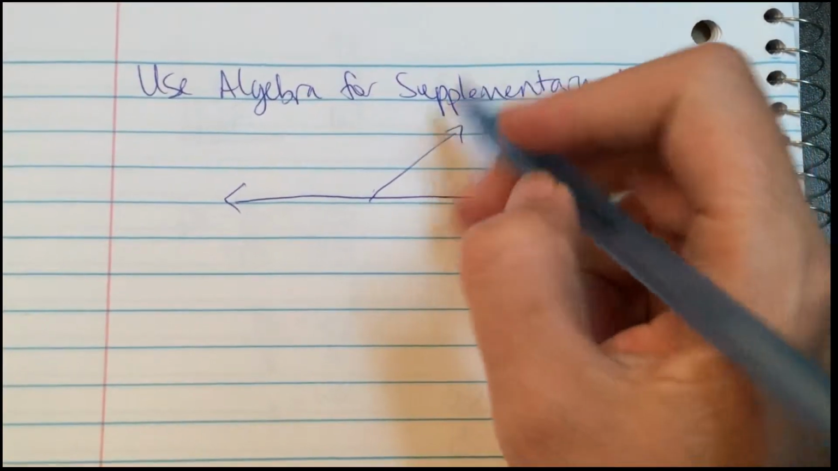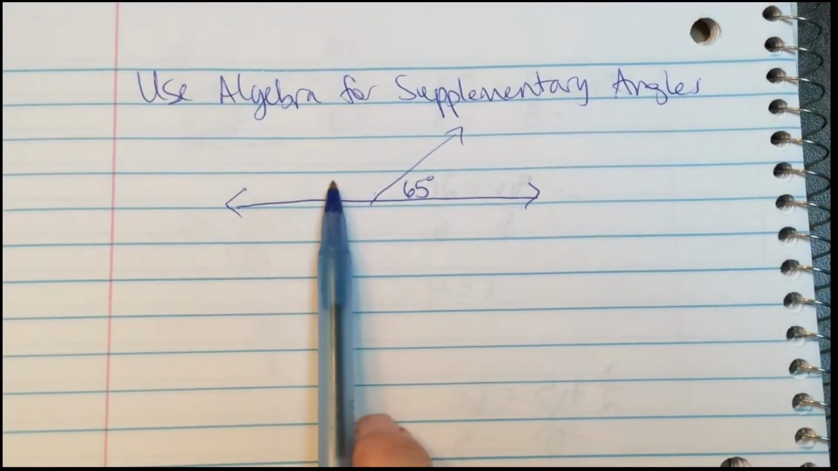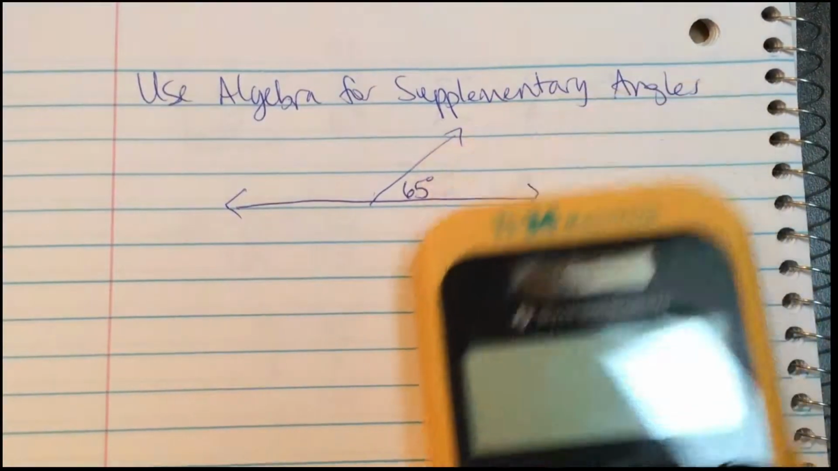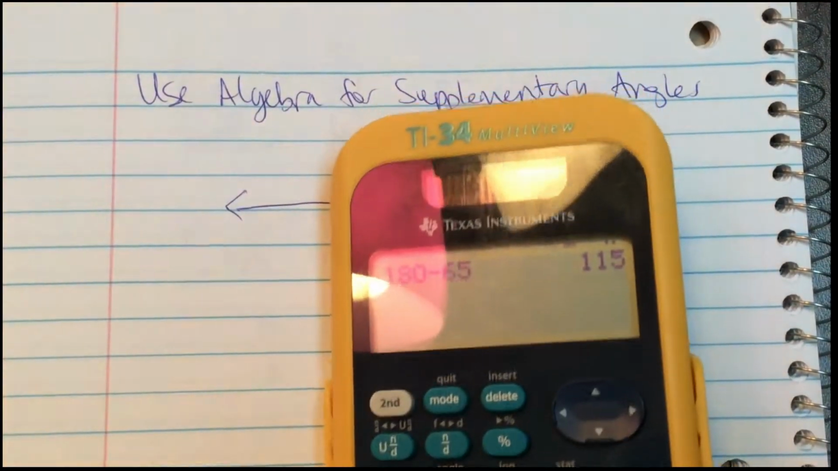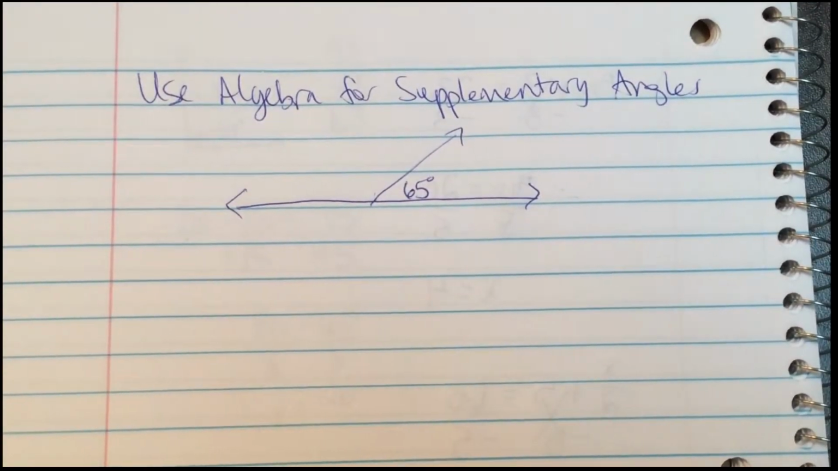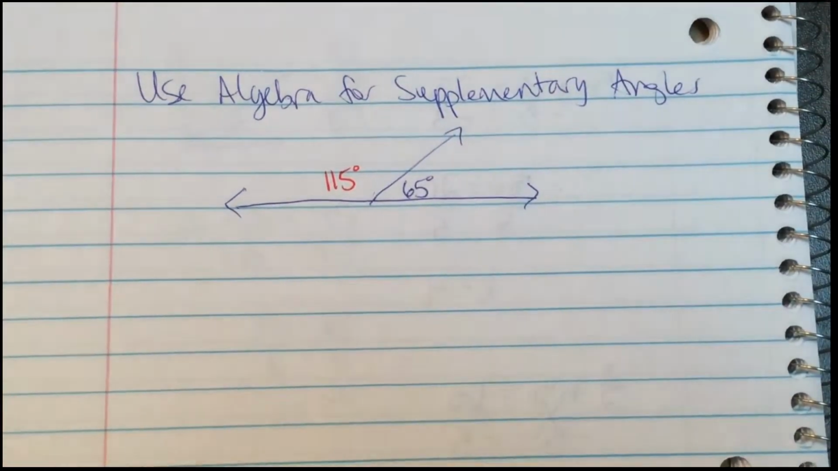So let's just say that this was 65 degrees, okay? What we would do to find out what the other side would be is we would start with 180 and we'd minus 65, and we get 115 degrees. And that would be our answer. So far, that's all we've done.